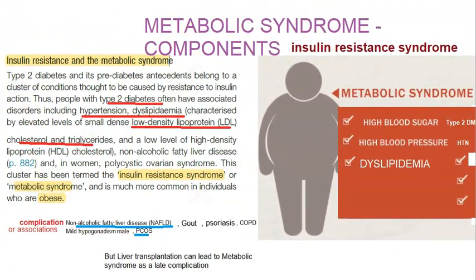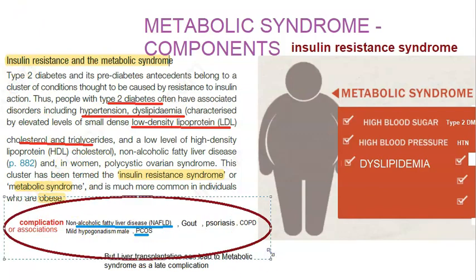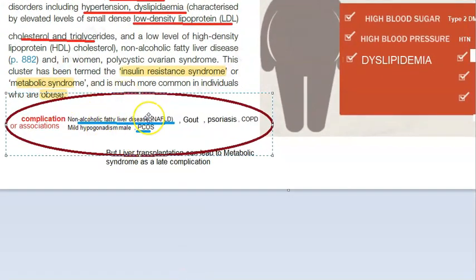Now look at the complications or associations that will be there in this metabolic syndrome. These people can have non-alcoholic fatty liver disease, which we have written here in small. Can you see the associations? Non-alcoholic fatty liver disease. They will have a liver issue also. That is what type of liver they have. They have a non-alcoholic fatty liver. That means not because of alcohol, but because of this metabolic syndrome, they can have this liver disease. Okay, fatty liver, we should draw here. These people have non-alcoholic fatty liver disease.